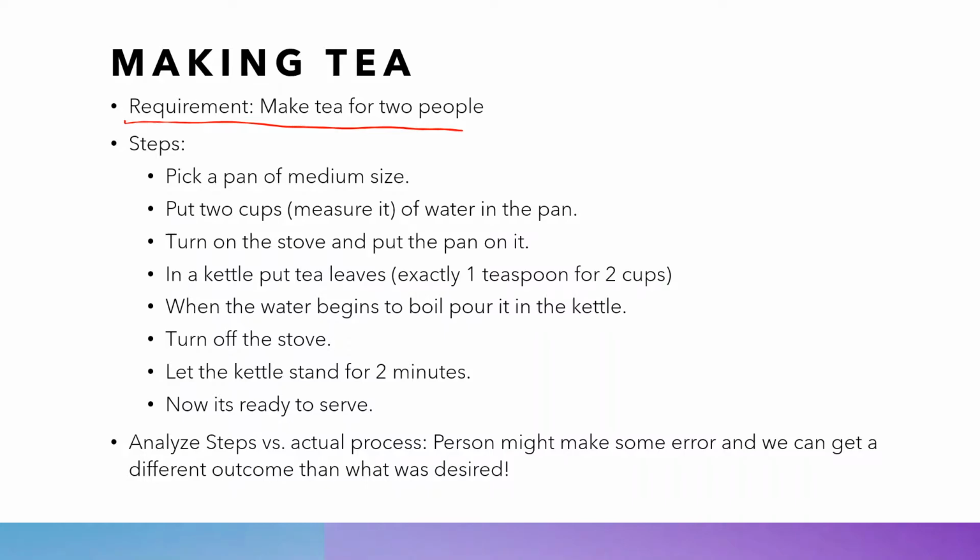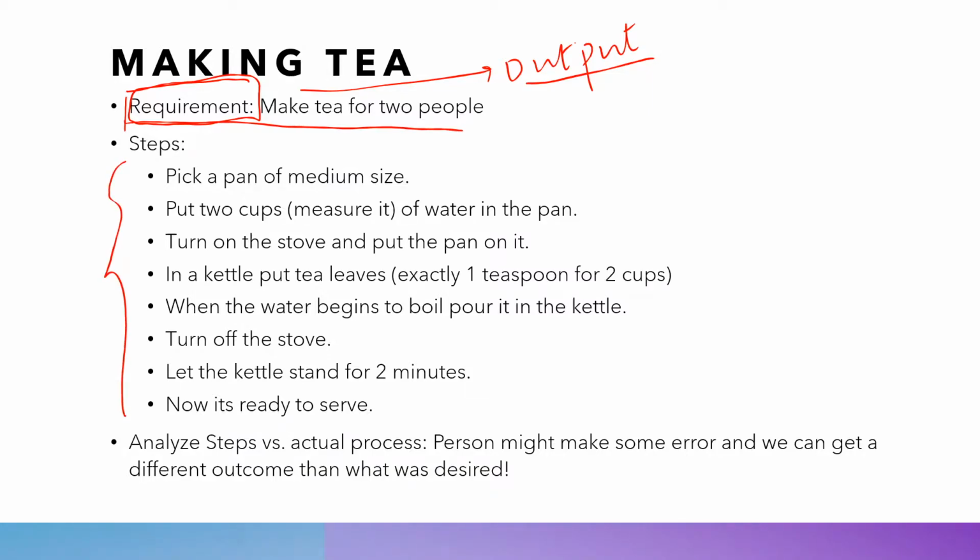So the first thing you should write down is what is the requirement of your problem, right? What is the requirement? What is the output? What is the outcome? So this is my output or my required outcome: make tea for two people, right? And as you can see in writing the steps, I've broken down the problem into each and every step that's required, no matter how small that step is, right? And then eventually I arrive at my solution, which is when the tea is ready to serve, right?